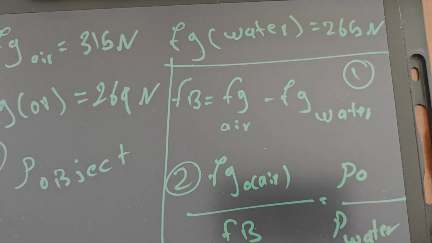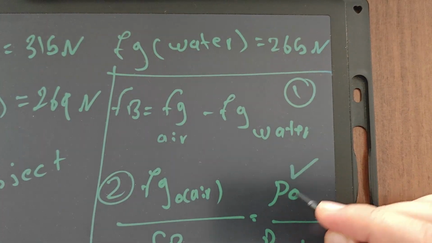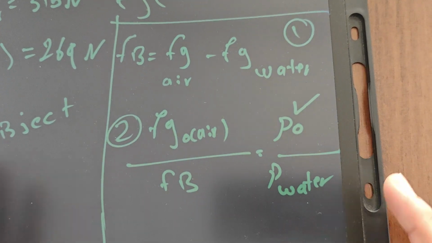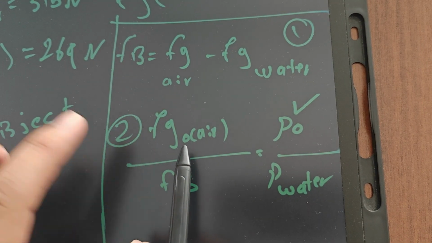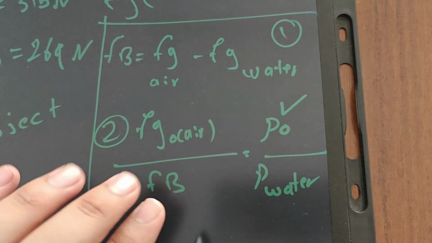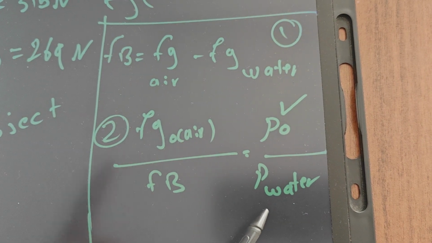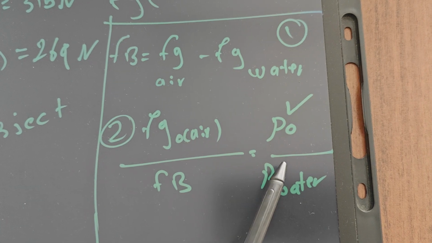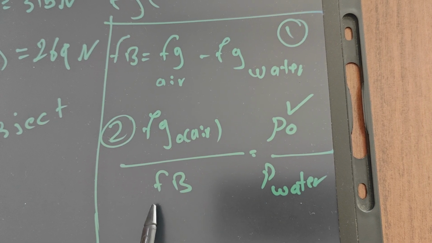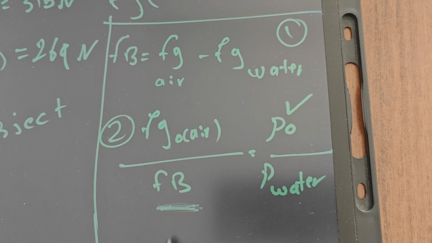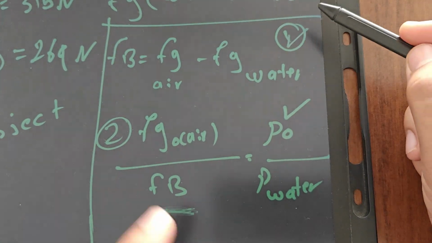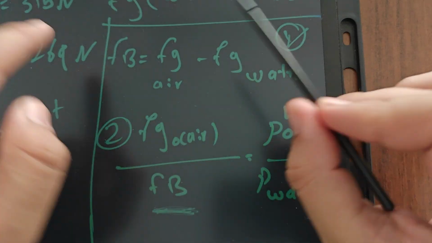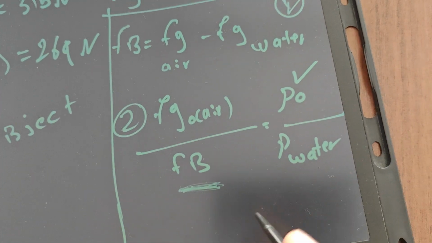So in here the question says find the density of the object. Which one? It means this one, rho O, the density of the object. How can we find the density of the object? Check with me. We have the Fg object in air, which is equal to 350 Newton, and we even have the density of the water. We know all of them, it's 1 times 10 power 3. We can find the density of the object, but there is a problem because we don't know the value of the buoyant force. But no worry, because we can get the benefit from the first rule. We can use this rule to find the buoyant force. Yalla.